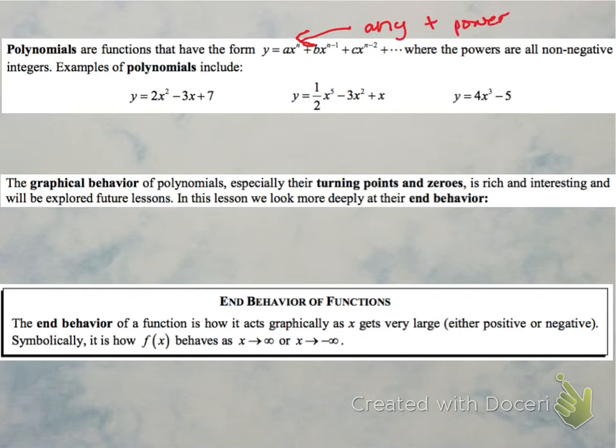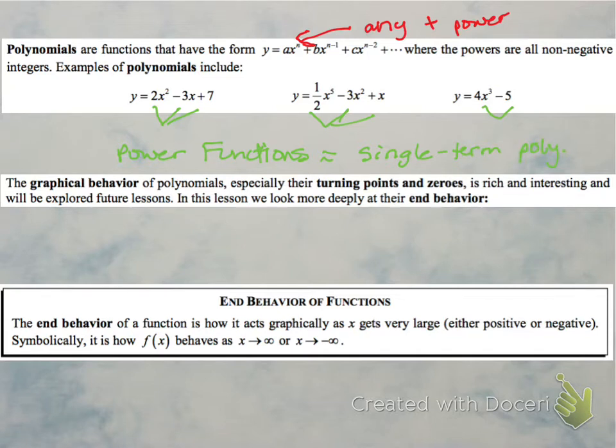Okay, and you can have multiple terms like the examples that you see here. So here, 3 terms, right? Here you have 3 terms, here you only have 2 terms, and last class we talked about power functions, and those are just single term polynomials.